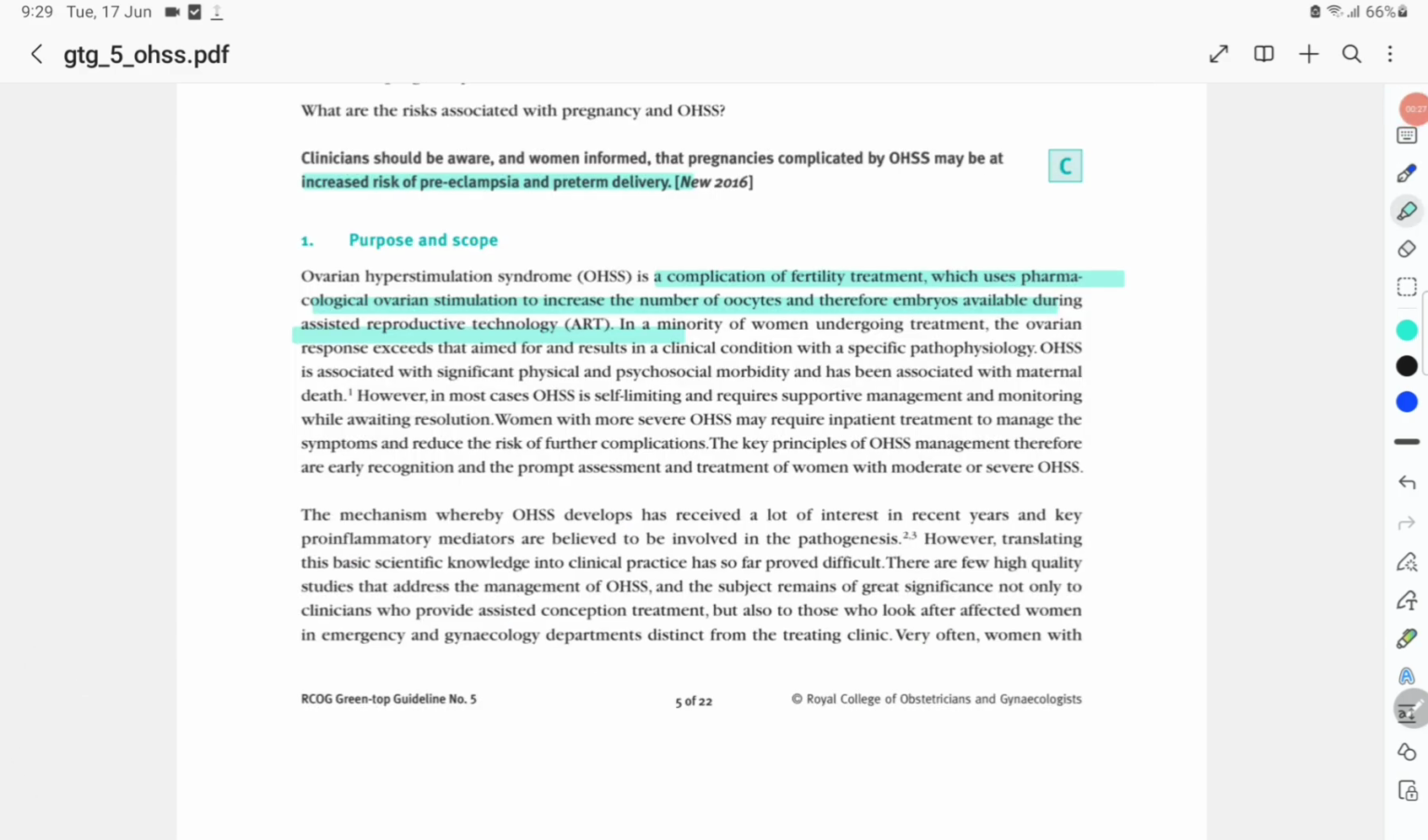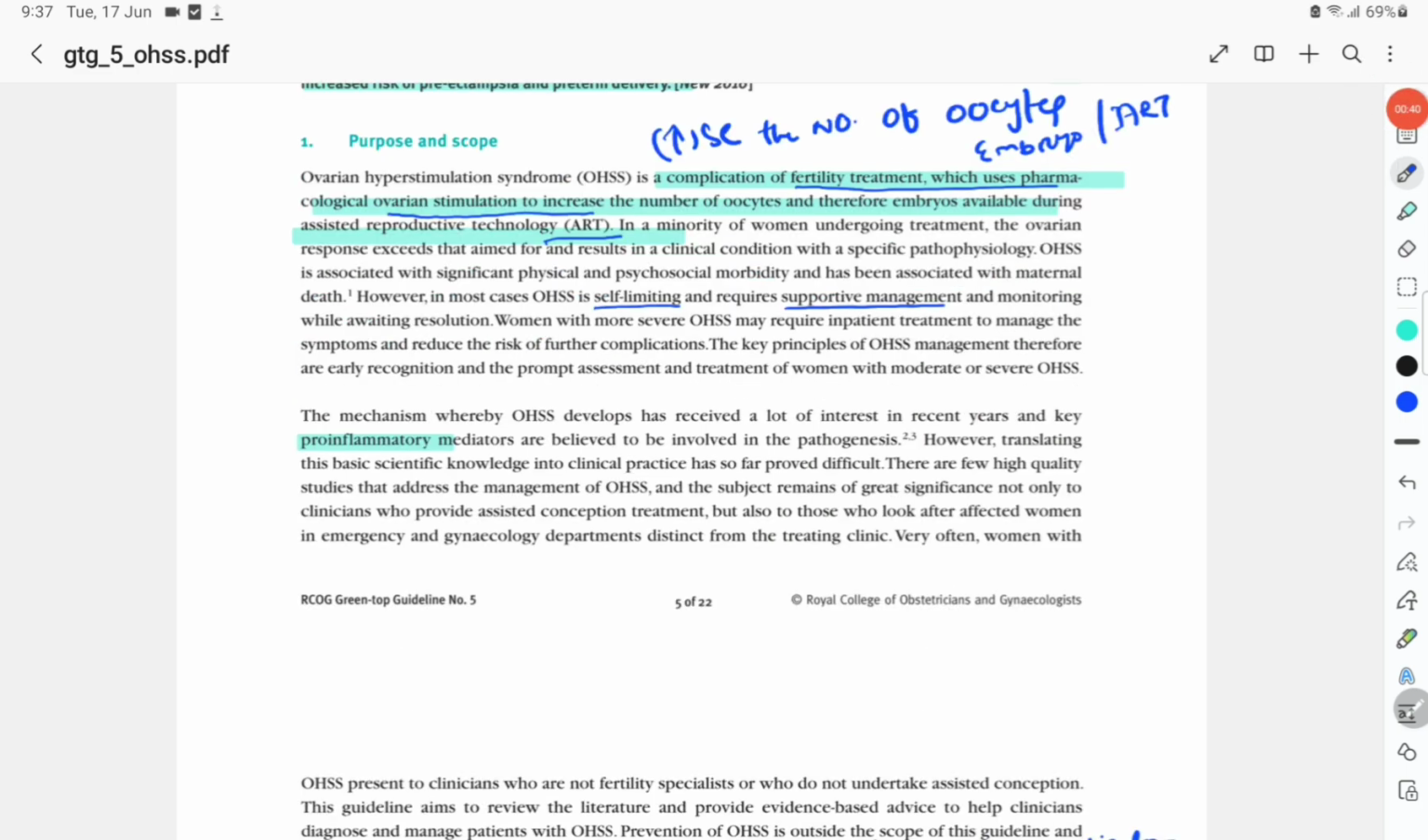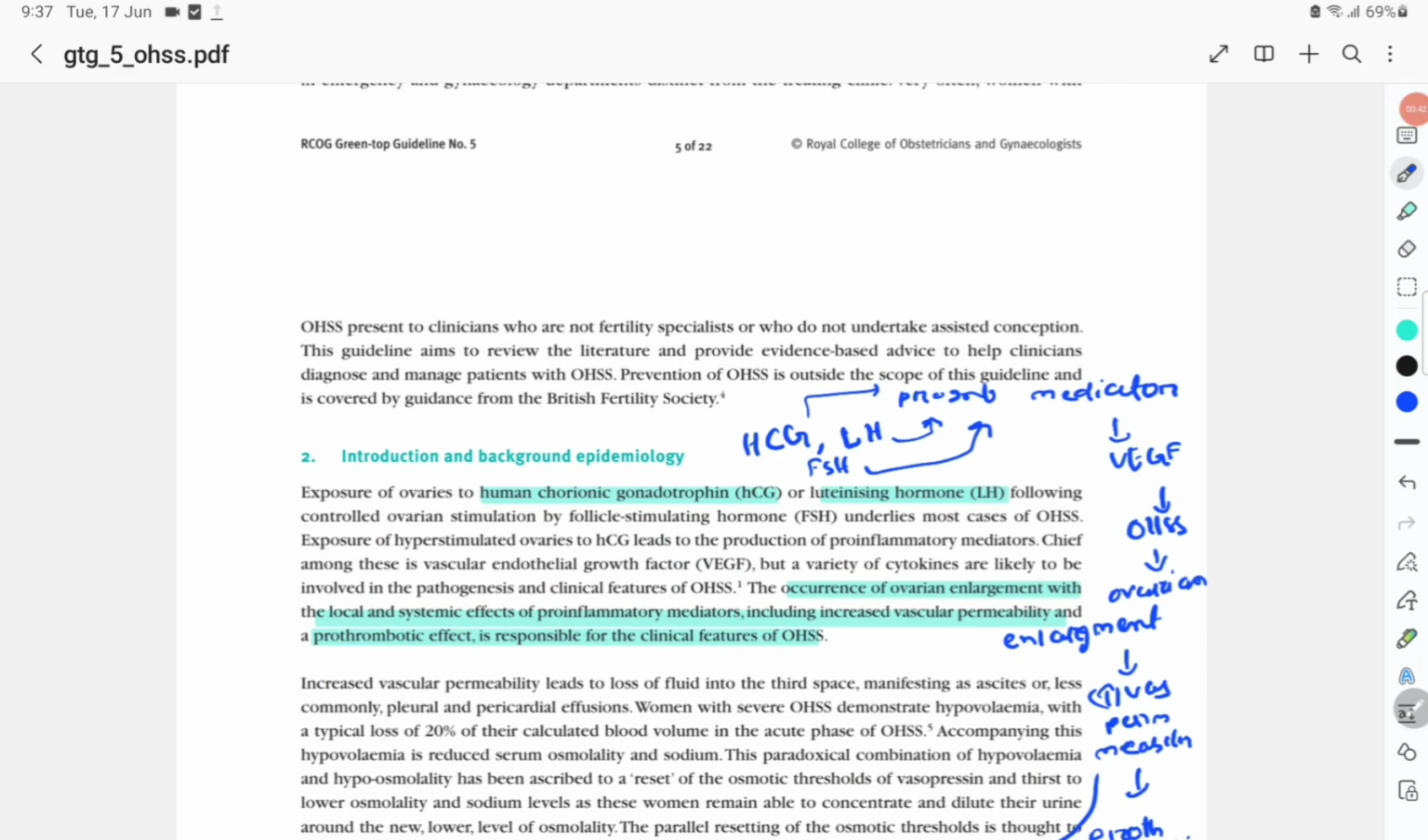Basically, OHSS is a complication of fertility treatments which usually use pharmacological ovarian stimulation, that is, the number of oocytes stimulated during IVF cycles. The ART technology is the basic cause of OHSS. So the basic pathophysiology of ovarian hyperstimulation syndrome involves HCG, LH and FSH. Very important.